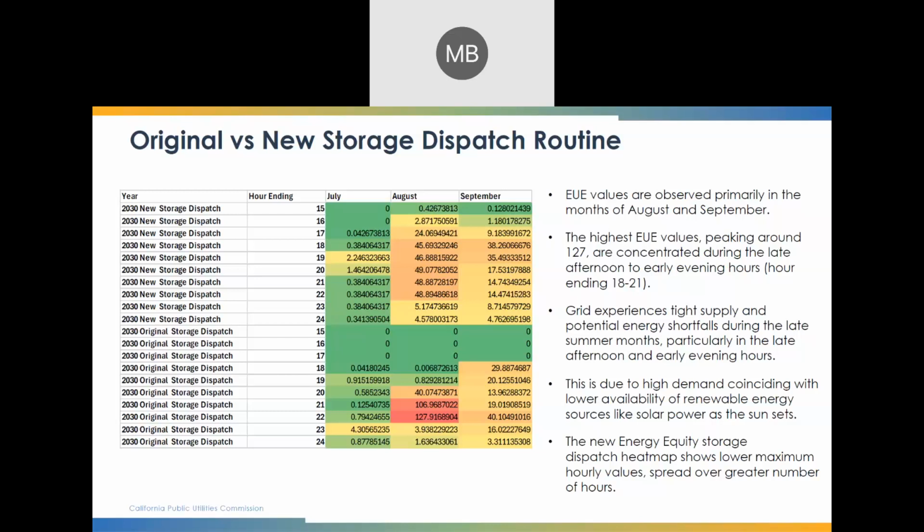In the 2022 ACC, it seemed like, if I understand the numbers correctly, most of the unserved energy was in September, and it looks like that sort of shifts to August in the new model. Is there a reason behind that, and is that kind of the correct assumption?